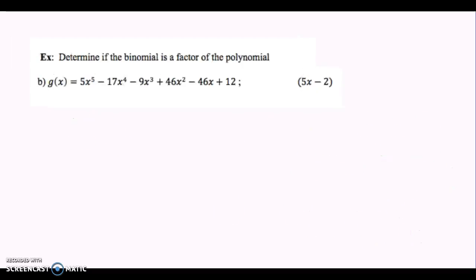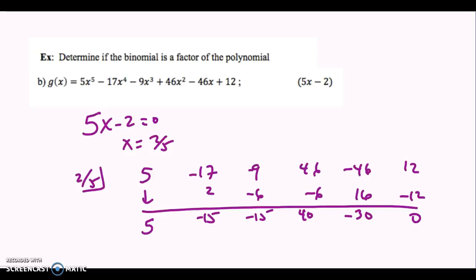Last problem. Feel free to pause the video now to try it on your own. And if you tried it on your own, you get 5x minus 2 equals 0. x has to equal 2 over 5. And if I did synthetic division on 2 over 5, I do indeed get out the lucky 0, which means, is this binomial a factor of the polynomial?